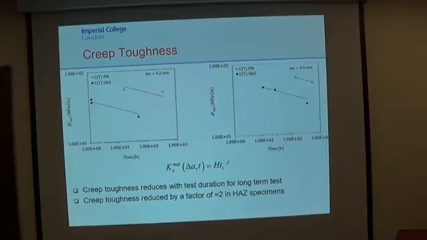Next, we look at the creep toughness parameter, the creep toughness at both 0.2 millimeters and 0.5 millimeters. The creep toughness reduces with test duration for long-term tests, and in the HAZ specimens, it is reduced by approximately a factor of 2. And this we can compute into the time-dependent failure assessment diagram to predict crack initiation times.